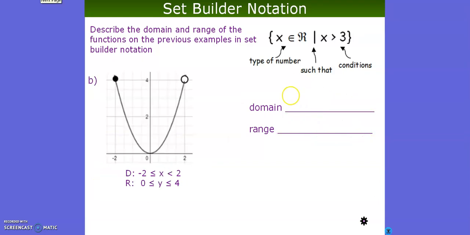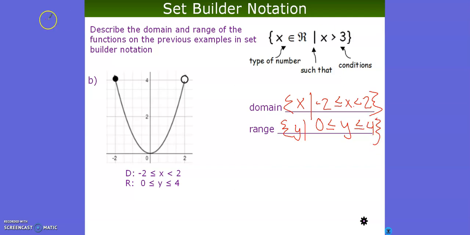Next one, same thing. Curvy bracket, and look, mine was pretty messy, that's okay. X such that, and then we go ahead and write in the inequality. Our y, same thing, y. Draw that vertical line and just go ahead and drop in what you claimed was your range.